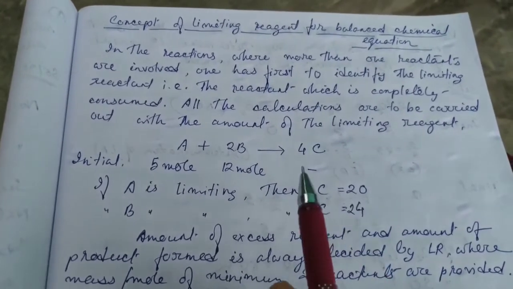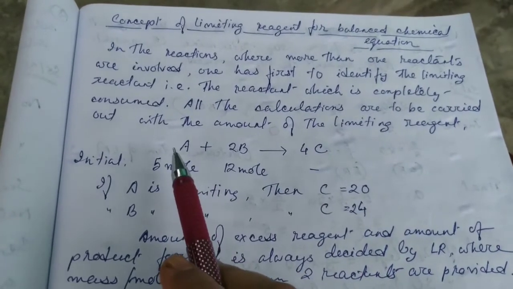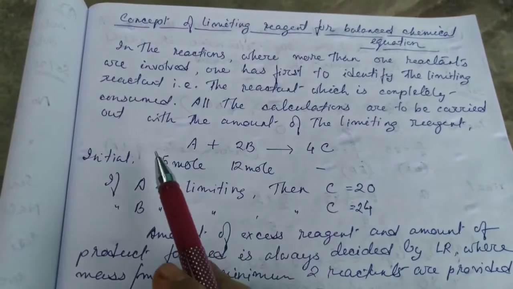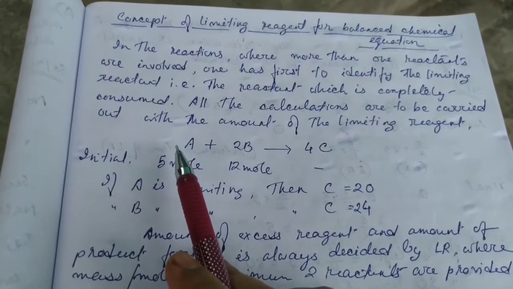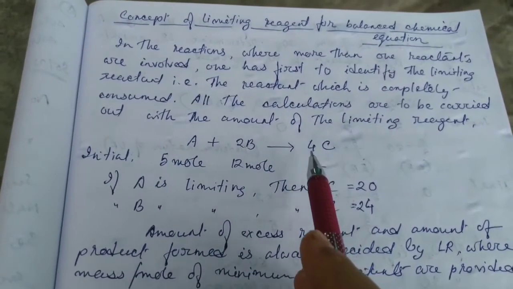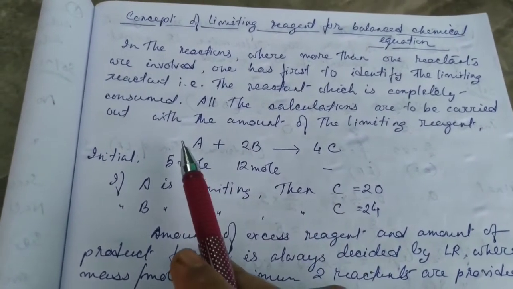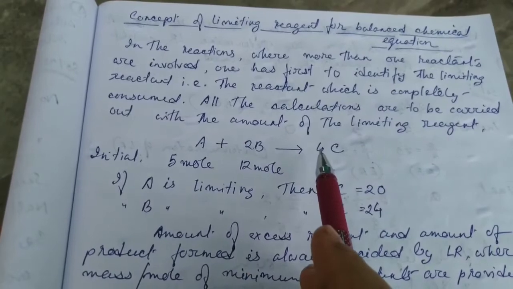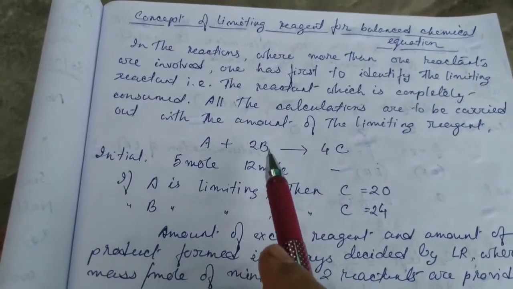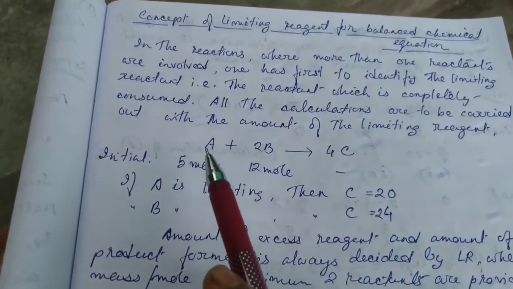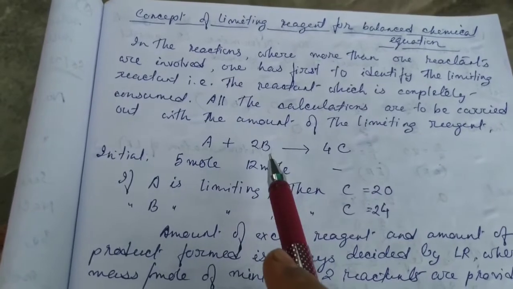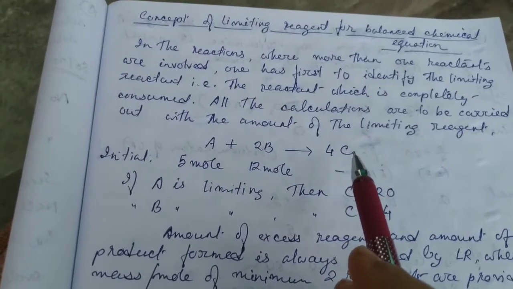How will it be? We have to first balance this chemical equation. We have obtained the stoichiometric coefficients. For A it is 1, for B it is 2, for C it is 4. These stoichiometric coefficients give you the mole ratio, the exact molar ratio in which the reactants are reacting and the products are formed. That means when 1 mole of A reacts with 2 moles of B, then 4 moles of C are formed.